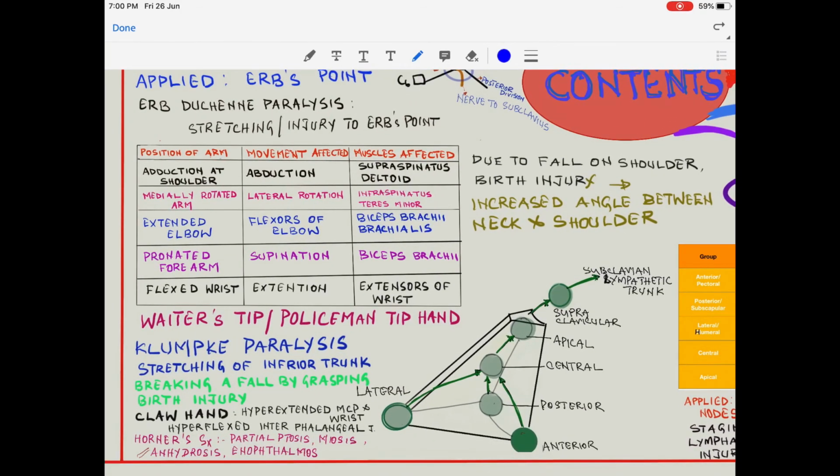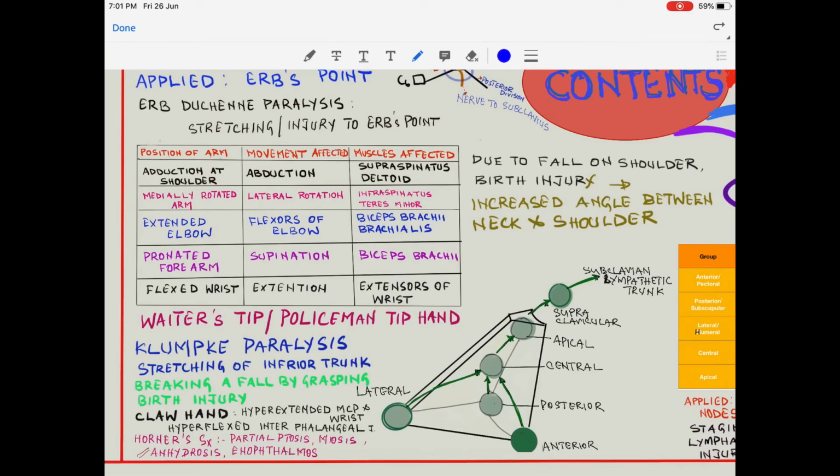Now the second one is Klumpke's paralysis. Klumpke's paralysis is due to injury to the lower part of the brachial plexus, especially the lower trunk. Lower trunk means C8 and T1. So this occurs when a person falls from a height and tries to grasp on something to break the fall. So there will be increased stretching between the trunk and the arm, that is hyperabducted arm. So there is stretching of the lower part of the brachial plexus. This is called Klumpke's paralysis.